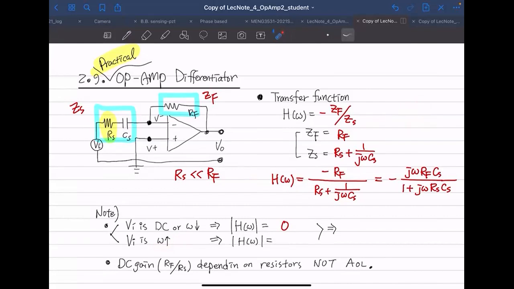so this guy is infinite, right? And this guy is infinite. So we can ignore this 1, right? It's just a very small value. And we can get rid of CS. This is left: RF over RS, because infinite terms go away. And this is going away as well because we have this magnitude sign. So it's going to be RF over RS.